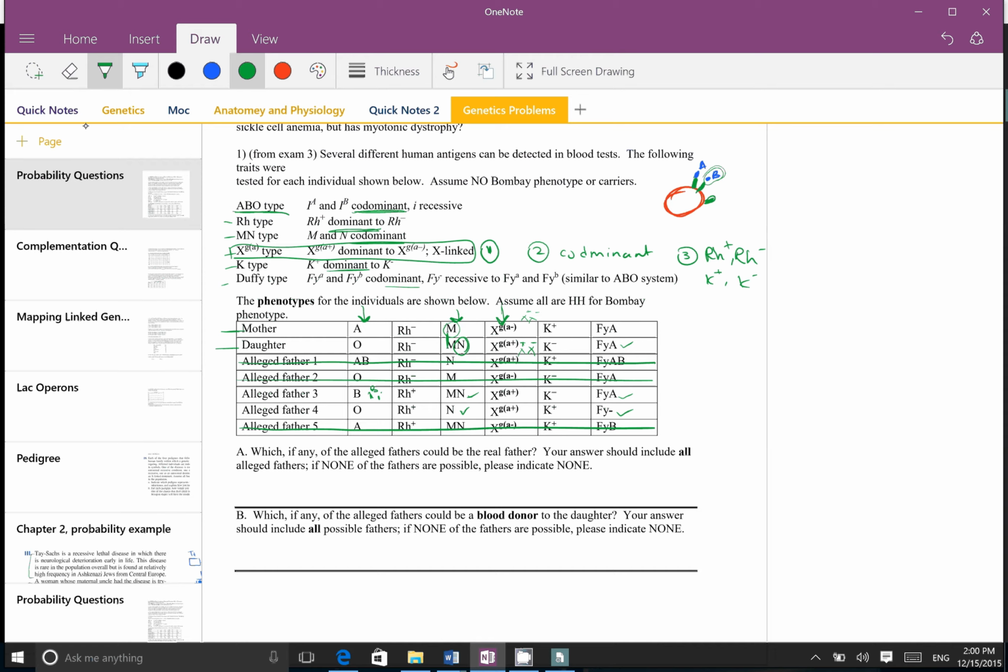Then I look at the RH. She gets one RH negative from mom and another one from dad. Since RH positive is dominant, dad might be carrying an RH negative and another RH negative. So both dads can still be the alleged father. Same thing for K. Mom could be a carrier for K negative, which means this father could give her the K negative, and this father could be a carrier for K negative. So the answers here are father number 3 and 4.